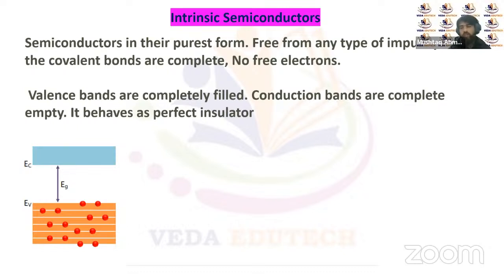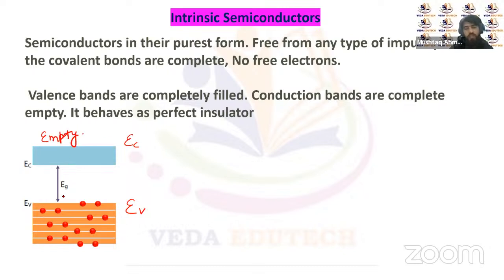So these semiconductors we call intrinsic semiconductors. These are the semiconductors of purest form. There is no impurity added to them. You can see here the energy diagram of this kind of semiconductor. There is a conduction band, this is EC, and we have the valence band, that's EV. And you can see there's no electron present in the conduction band, so it is actually empty.